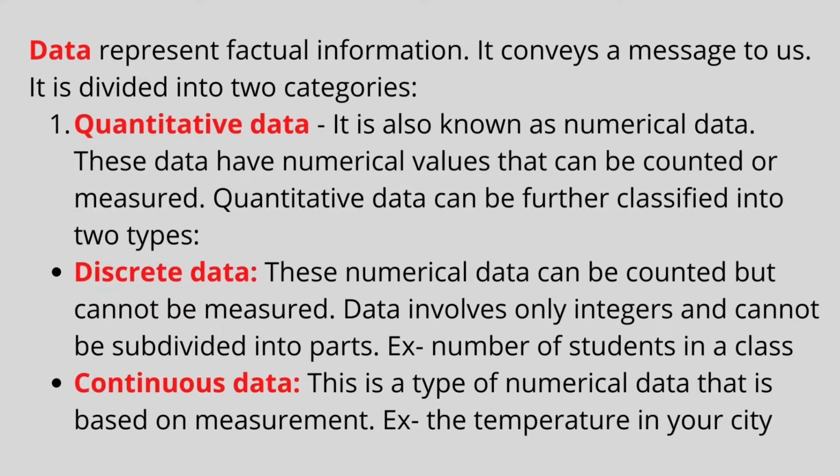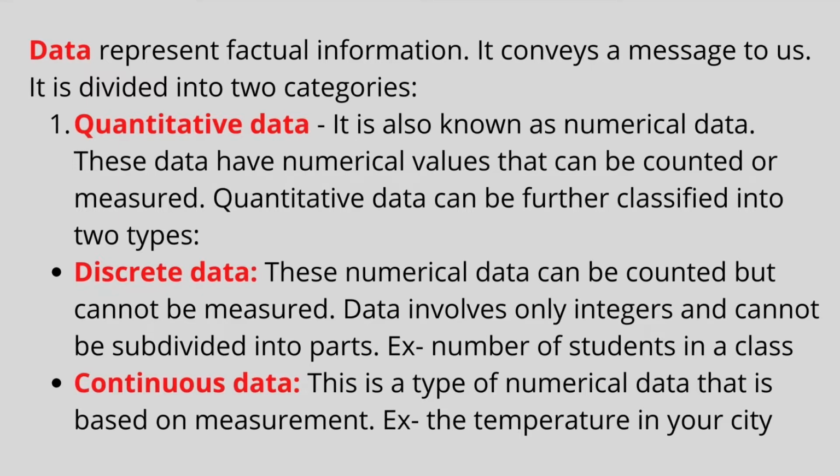Discrete data are those numerical data which can be counted but cannot be measured. These data have only integers and they cannot be subdivided into parts. For example, the number of students in a class. The number of students in a class can be 25, 30 or 32, but it cannot be 25.7. It can be a whole number only. It cannot be subdivided into further parts. The number of students in a class cannot be 35.2 or 35.7. It can be 35.